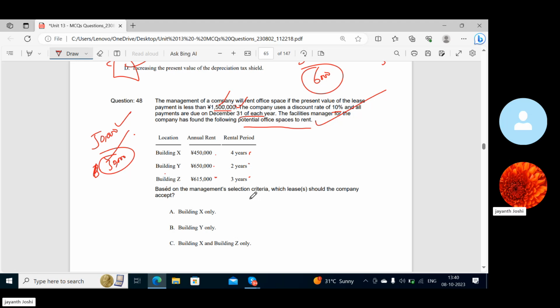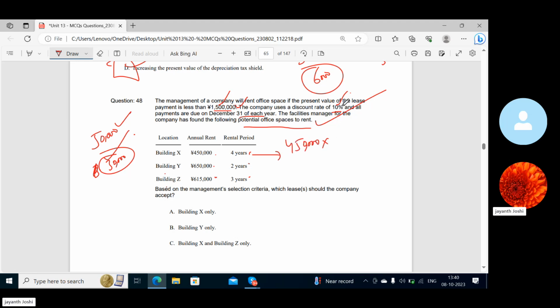So, what can we do? We can take annuity factors here, right? 10% is the discount rate given, isn't it so? Yes, sir. So we will consider only those buildings whose lease is less than 1.5 million, correct? Yeah. So let's take building X, 450,000.